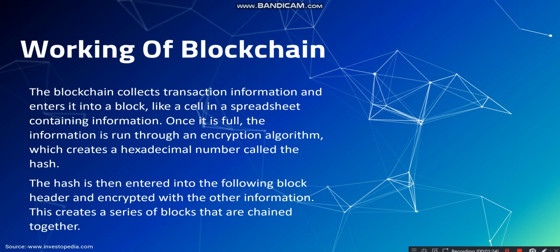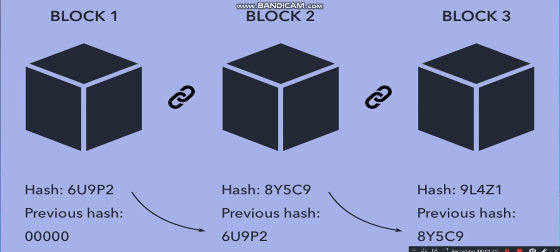So the hash which is created is entered into the following block header, and the previous block hash is also entered into the same block. Here you can see the diagram for better understanding. So what happens if you want to change the data in blockchain?